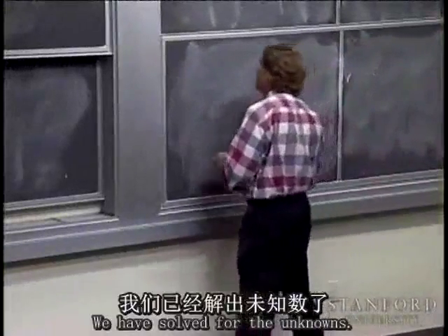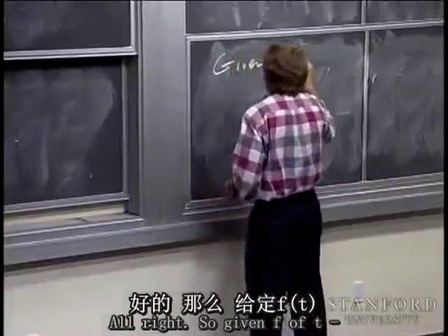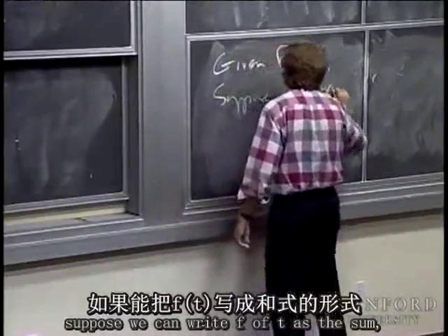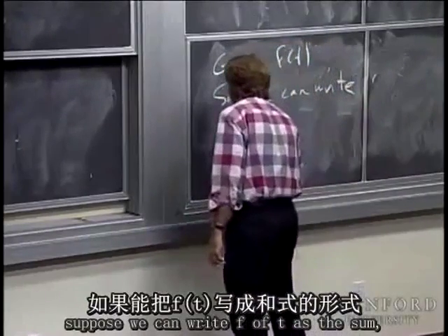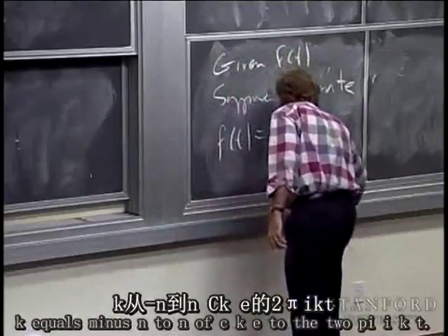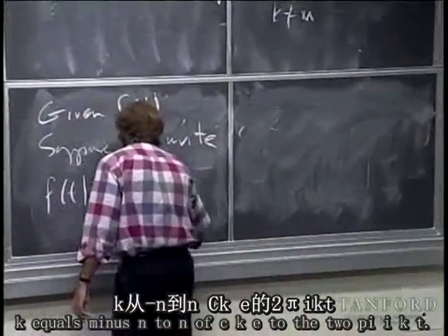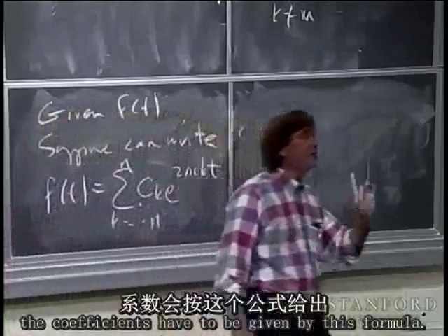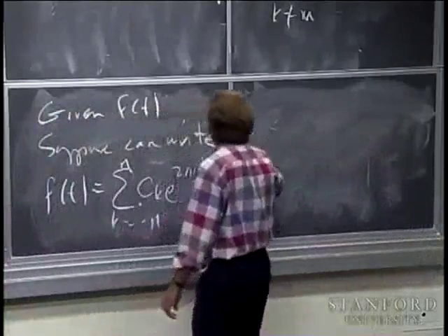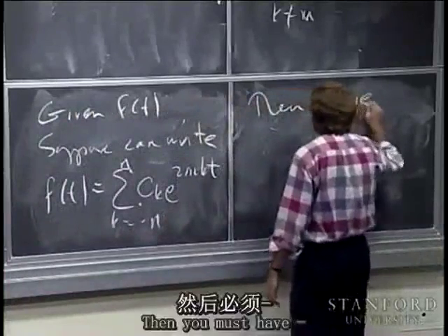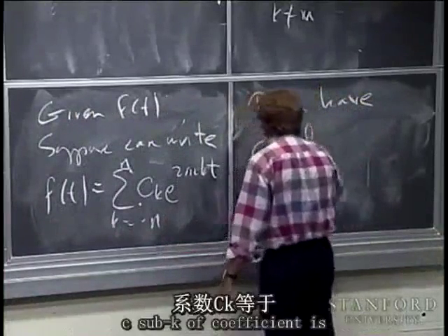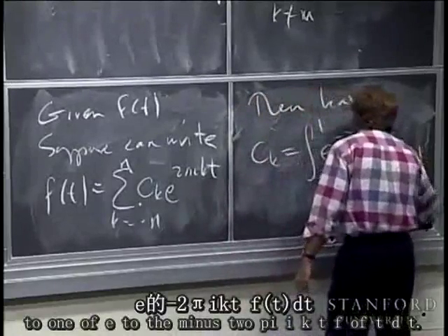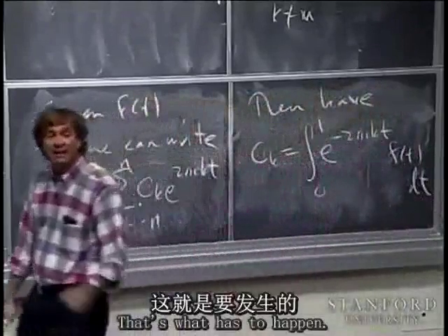We have solved for the unknowns. Given f of t, periodic, of period 1, suppose we can write f of t as this sum, k equals minus n to n of c sub k e to the 2 pi i kt. What has to happen? What has to happen is the coefficients have to be given by this formula. I'll just write c sub k instead of c sub m. The kth coefficient is the integral from 0 to 1 of e to the minus 2 pi i kt f of t dt. That's what has to happen.